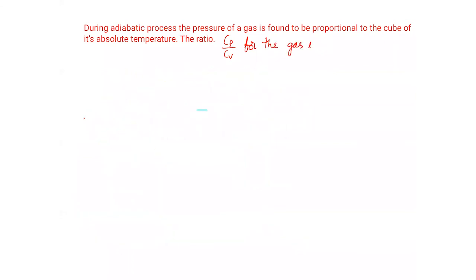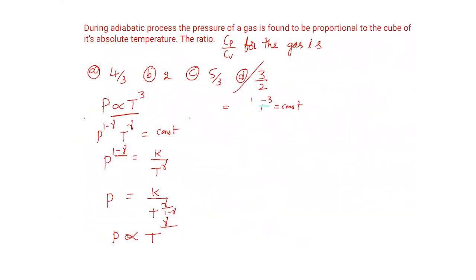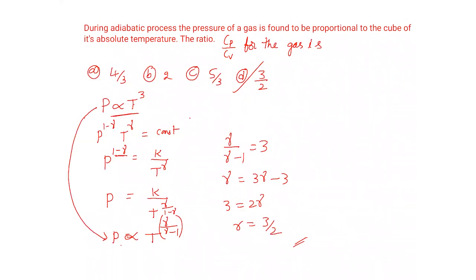Copy this. Just express P is proportional to T to the power of something, and compare the powers, so you'll get that. Here, why did I remove that K? Because I put the proportionality symbol. And why instead of writing 1 minus gamma, I wrote gamma minus 1? When I bring this to the numerator, it will become minus, so to avoid the minus sign, gamma by gamma minus 1. Okay, children?